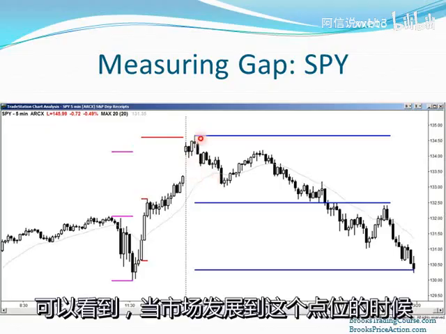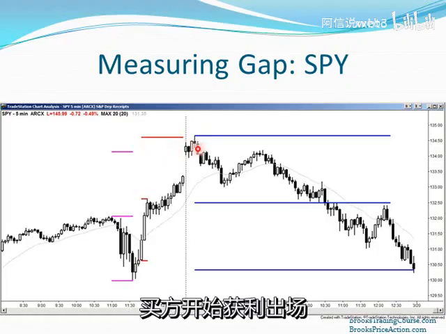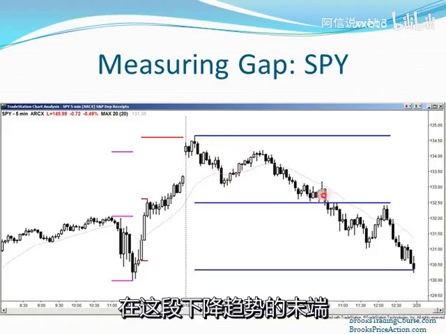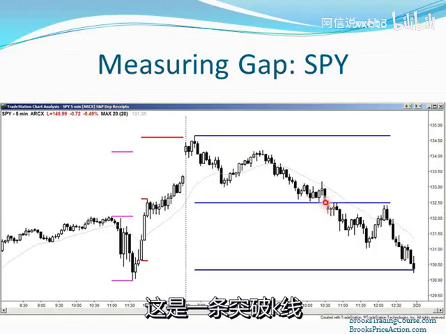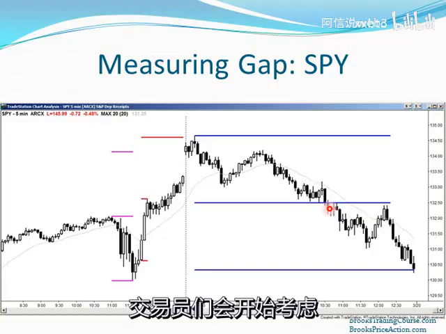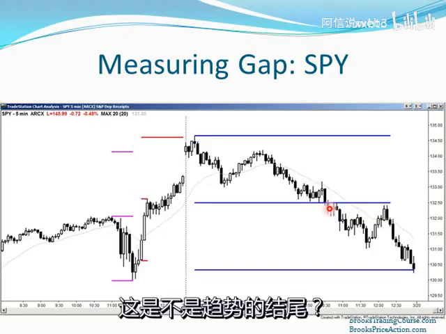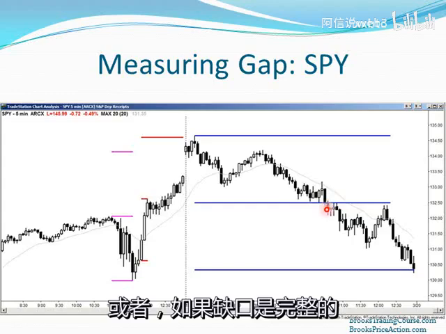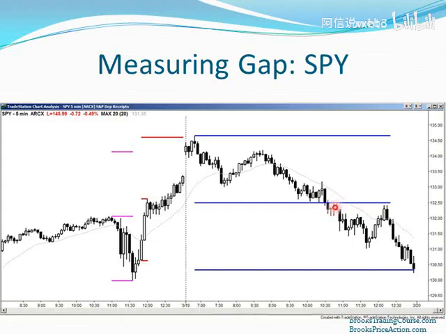And you can see that when we got up to this general price area, the bulls took profits and the bears went short. On the way down, we're trending down, and then we had a breakout bar late in the trend. This is a breakout bar, and it turned out to be a 2-bar reversal. So traders are wondering, is it the end of the move? Is it a sell climax? Or will the gap stay open and become a measuring gap?